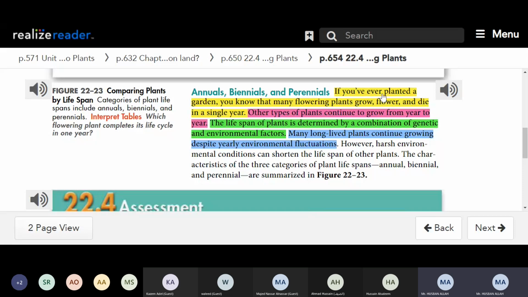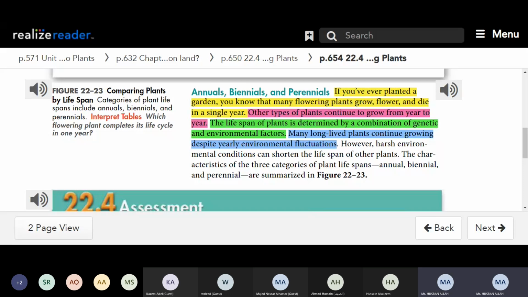If you have ever planted a garden, you know that many flowering plants grow flowers and die in a single year, right? So that will come as one-season plants, or we can also say annual plants, which occur in the cycle of one year. Other types of plants continue to grow from year to year. It might take 2 years, 3 years, or 4 years. The lifespan of a plant is determined by the combination of genetic and environmental factors. So if it is from 6 months to 1 year, from 1 year to 2 years to 4 years, what will it be determined by? It will be determined by the genetic factor as well as the environmental condition and environmental influence.